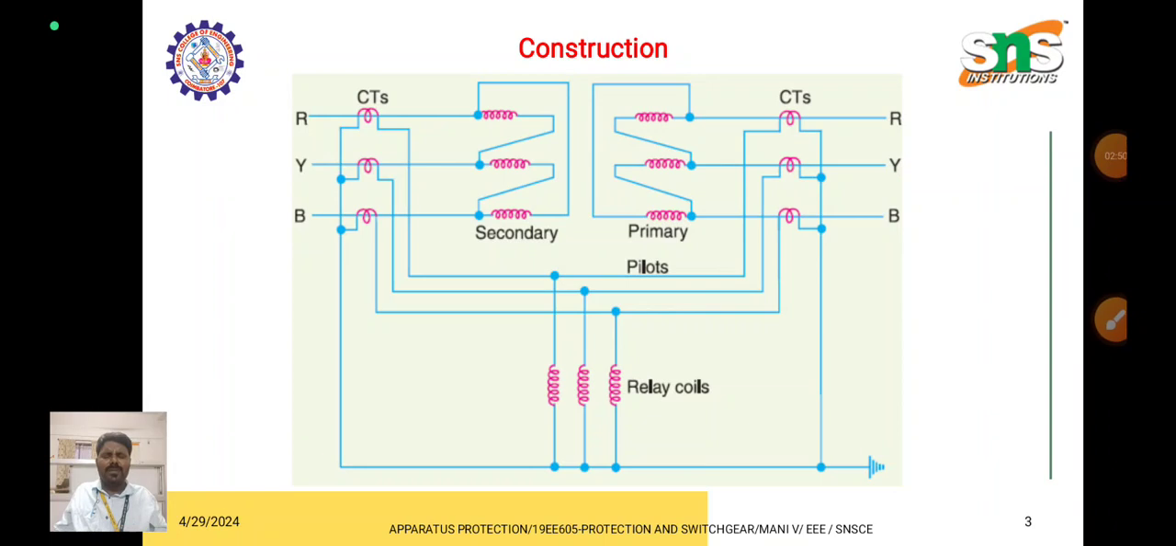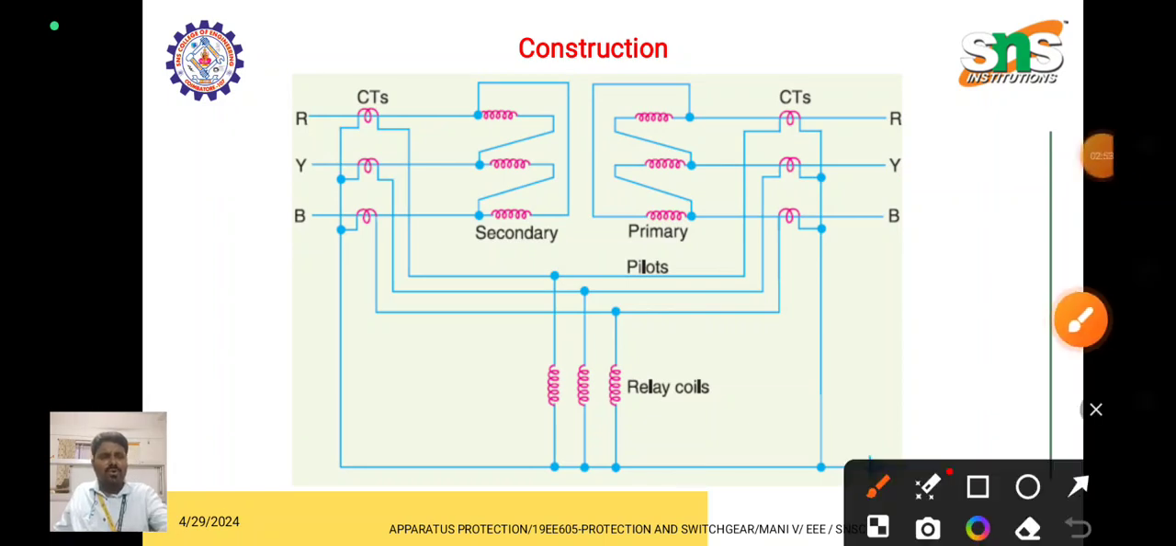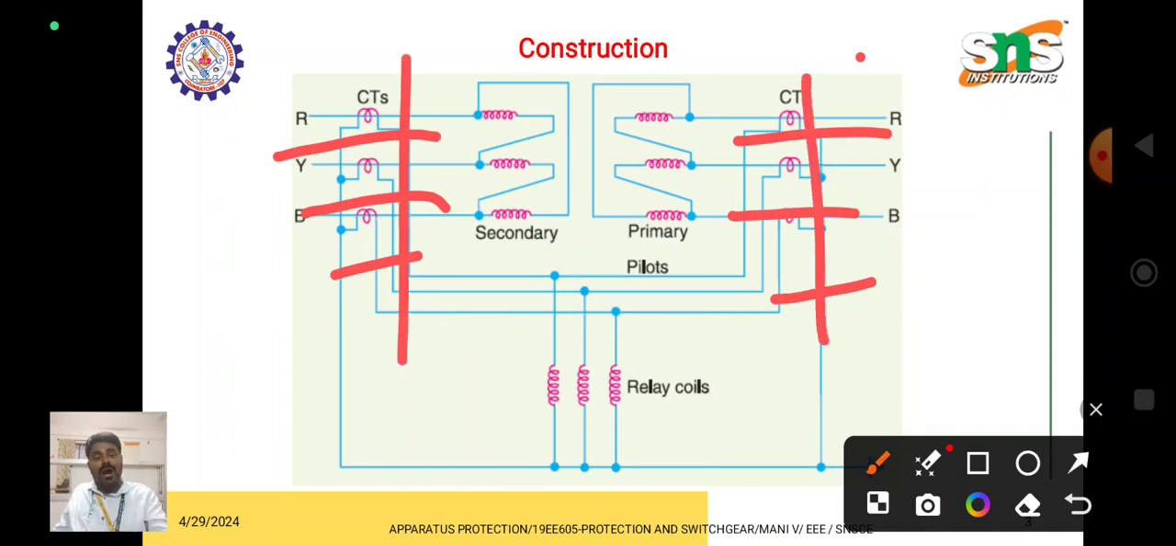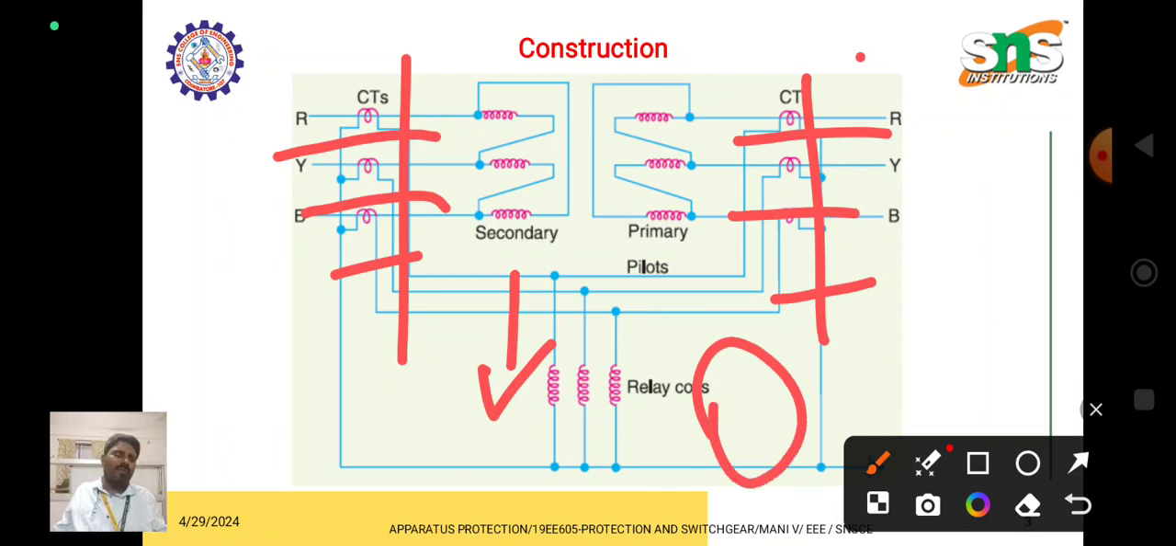In this Merz-Price circulating current scheme, the current on the primary side of the transformer and the current on the secondary side are compared through the CTs. Under normal operating conditions, the two sides of the CT are both equal, so there is no differential current. The current flowing through the operating coil will be zero, so the relay doesn't operate and the circuit breaker stays closed. The circuit breaker will not open.